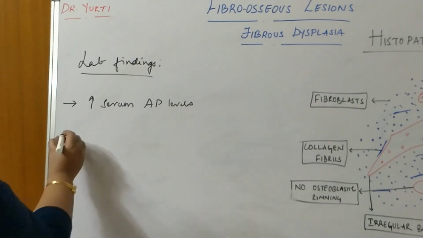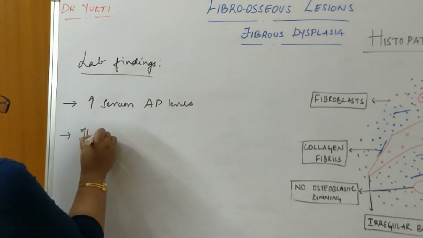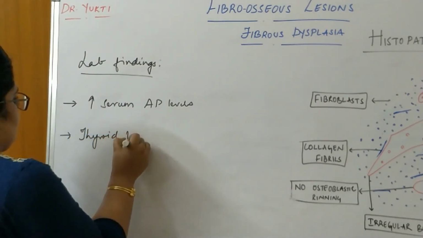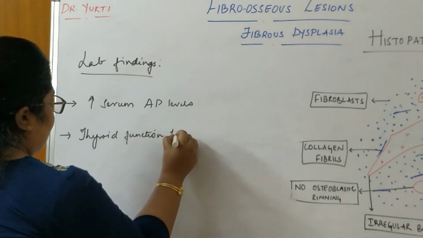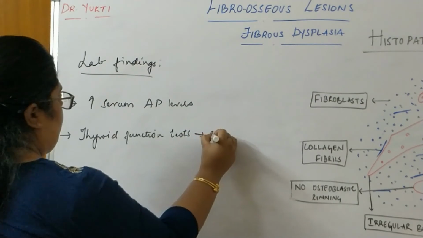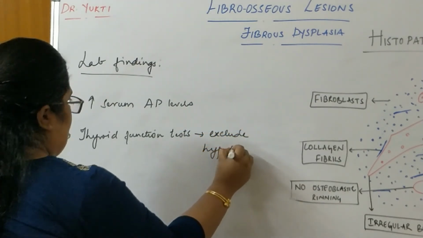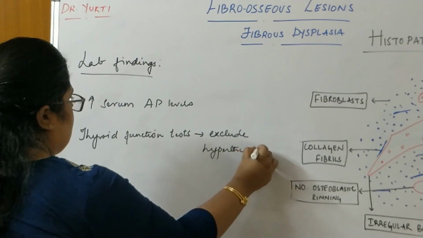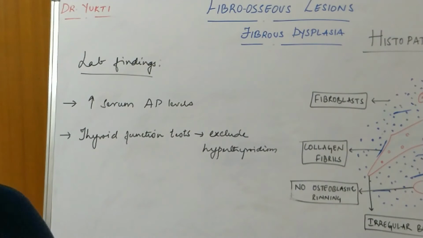Next, the second test that we have to do is the thyroid function test. The thyroid function test is generally done to exclude hyperthyroidism. And why does this have to be excluded? Because the bony lesions are quite similar to fibrous dysplasia, so that has to be excluded.